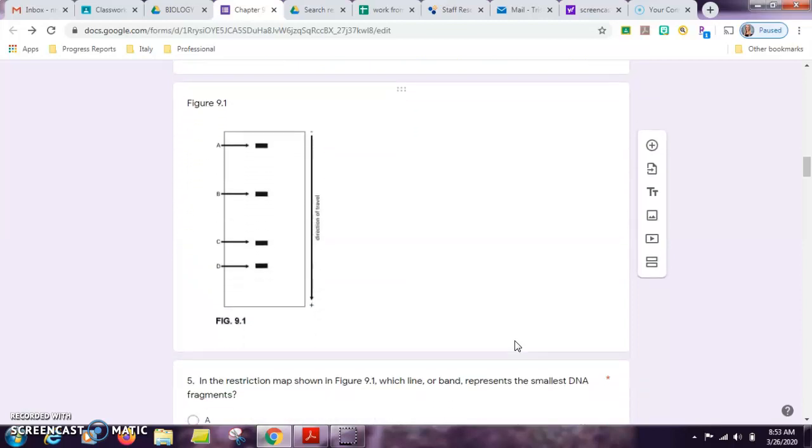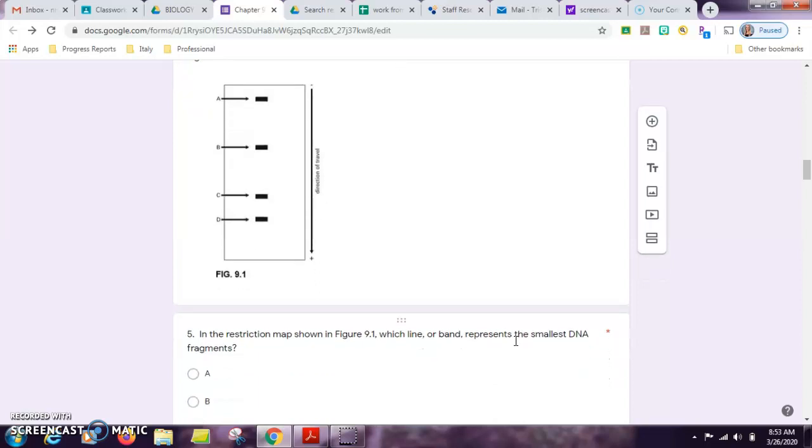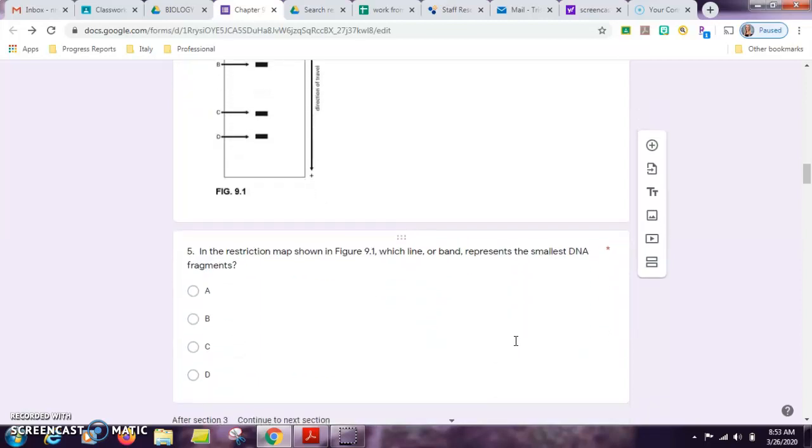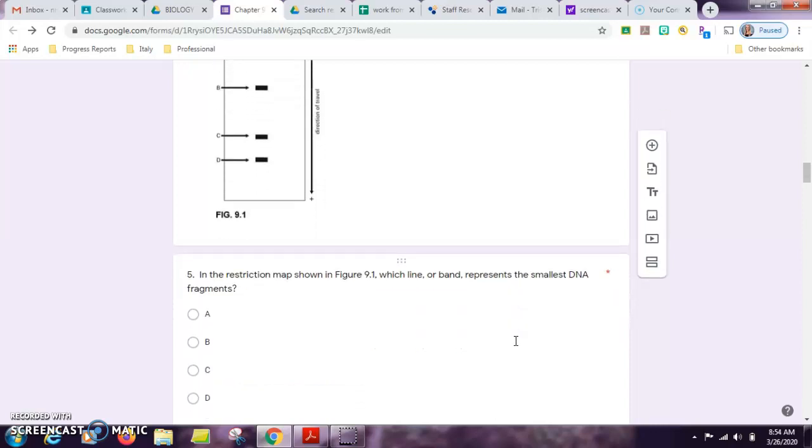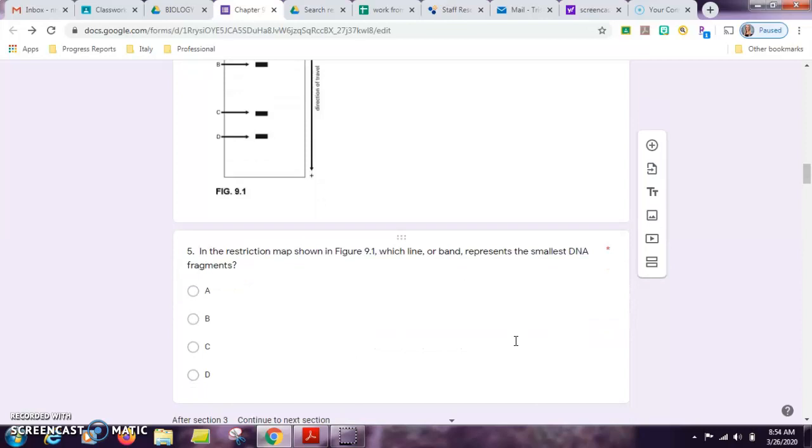Here is figure 9.1. You're going to use this for the next question, so make sure you refer back to it. Number 5. In the restriction map shown in figure 9.1, which line or band represents the smallest DNA fragments? Make sure you're using that picture. Is it A, B, C, or D?